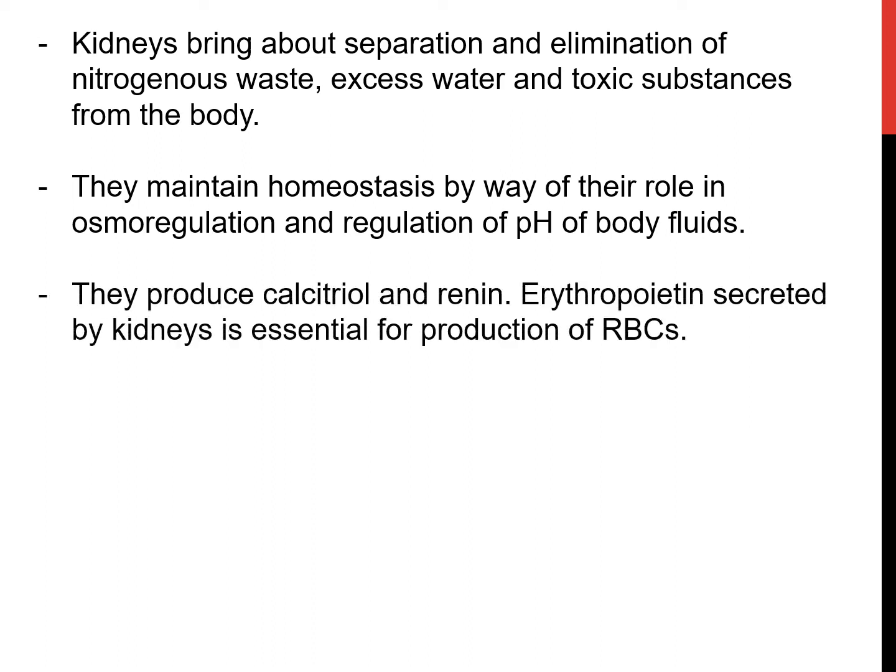They produce calcitriol and renin. Erythropoietin secreted by kidneys is essential for production of RBCs. Calcitriol is a form of vitamin D3 and renin is an enzyme secreted by the kidneys that participates in the body's renin-angiotensin-aldosterone system. Erythropoietin is a hormone secreted by kidneys required for the production of RBCs.